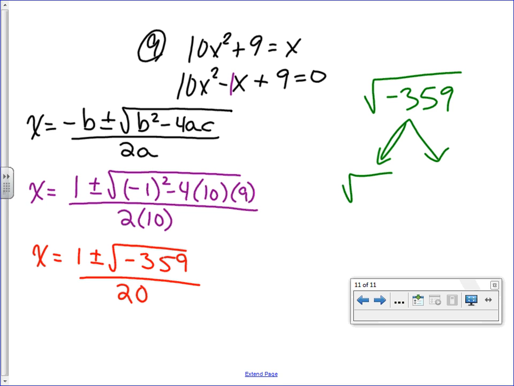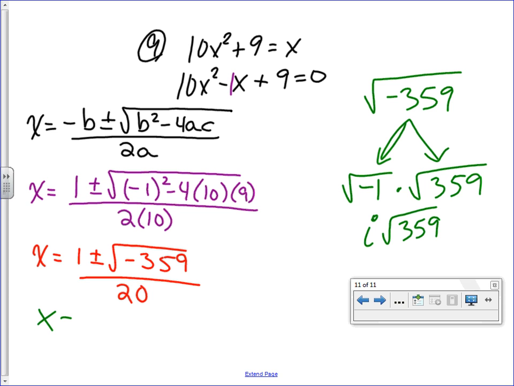I'm going to break this up as the square root of negative 1 times the square root of 359. And the reason I'm doing that is because I told you the other day what the square root of negative 1 was. The square root of negative 1 is i. So I'm going to replace that with an i. And then I could go over there and try to reduce or simplify the 359, but in this case, it won't. So I'm going to leave it square root of 359. I can't break that apart. It won't simplify any more than it is.